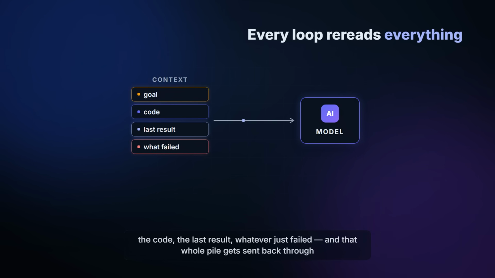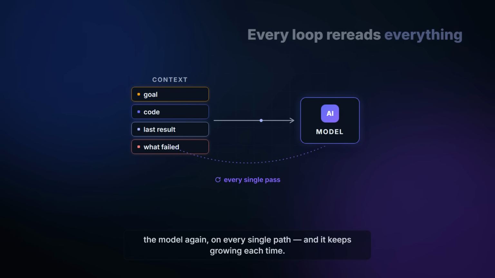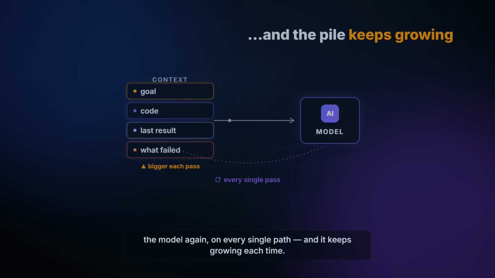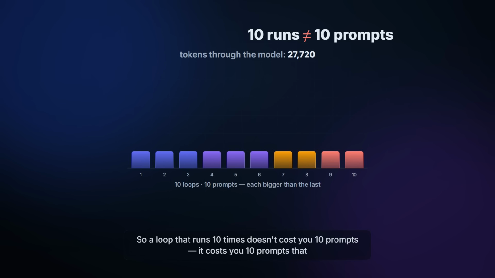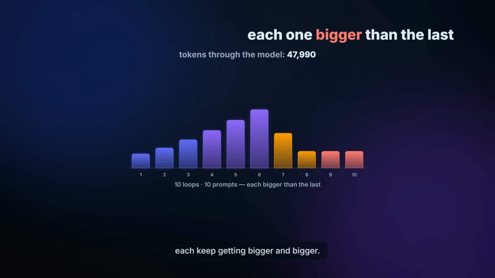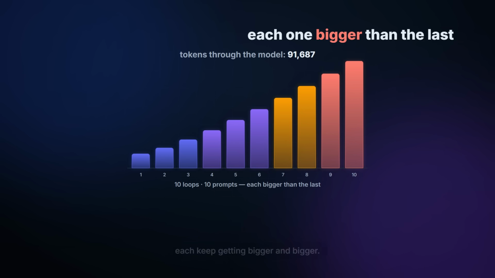And that whole pile gets sent back through the model again on every single pass, and it keeps growing each time. So a loop that runs 10 times doesn't cost you 10 prompts, it costs you 10 prompts that each keep getting bigger and bigger. I know all this sounds a bit abstract, so let me give you some actual receipts.